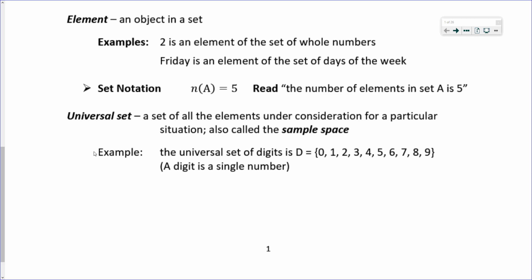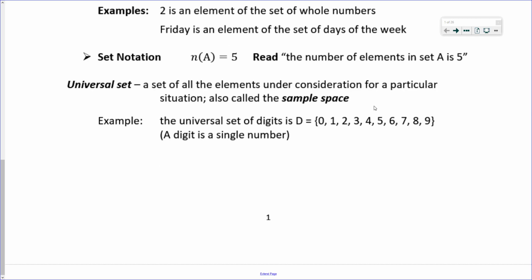If I talk about a universal set, that's a set of all the elements under consideration for a particular situation, also called the sample space. So, for example, the universal set of digits D is 0, 1, 2, 3, 4, 5, 6, 7, 8, 9. And a digit is a single number. And so typically when you start off a problem, you do define what your universal set is.